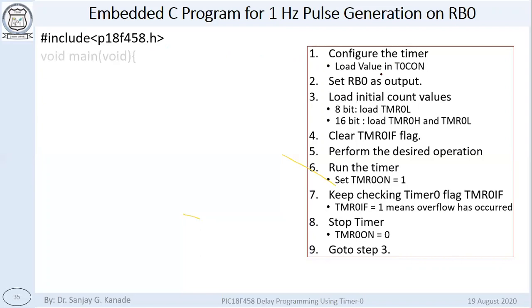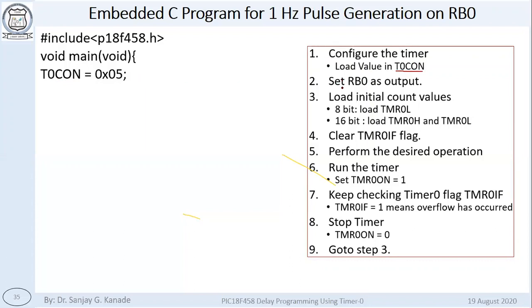Okay, then we will start the main function. We will say void main(void), because we are not returning anything by this main function, and the main function is not accepting any argument. Now, the first step. What was the first step? Load the timer. Configure the timer load value in T0CON, right? The value that we have just calculated for T0CON is 0x05. So we have loaded that value, T0CON equal to 0x05.